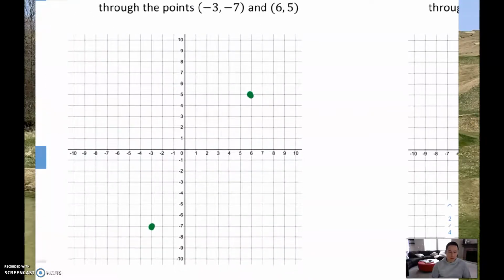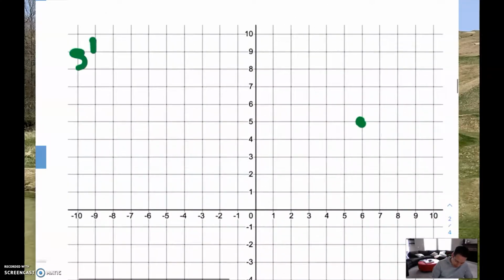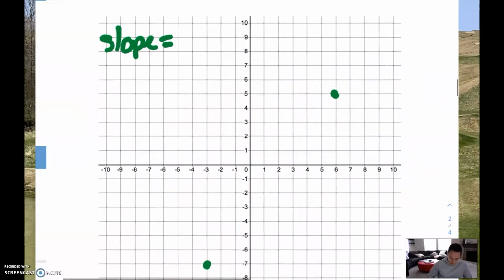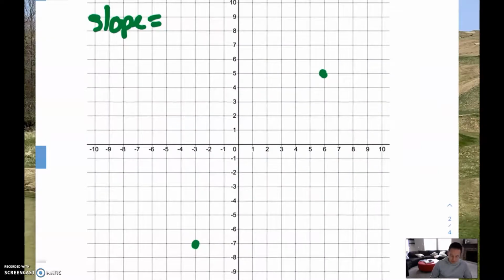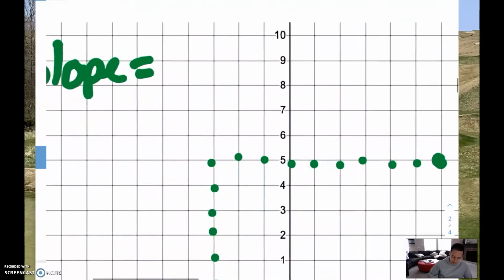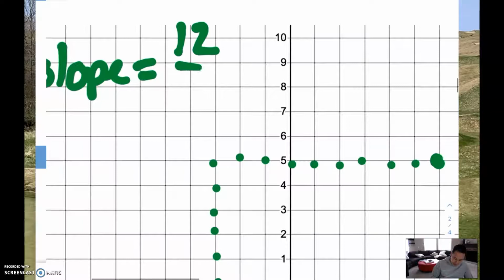Let's start, same process. We're going to find the slope between these 2 points. If you start at the left one and go all the way up to the one on the right, it's going up 1, 2, 3, 4, 5, 6, 7, 8, 9, 10, 11, 12. And then it's going over 1, 2, 3, 4, 5, 6, 7, 8, 9. So your slope is 12/9.